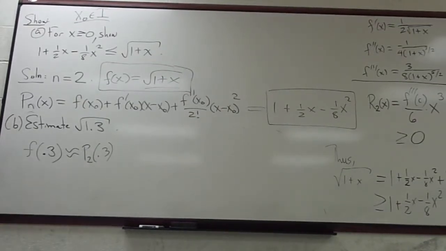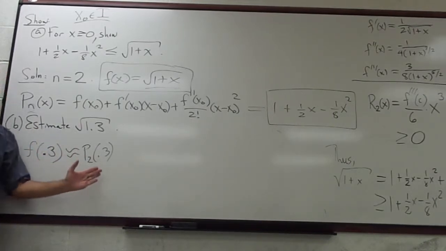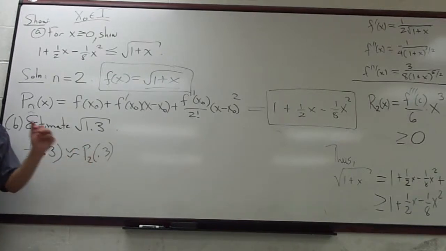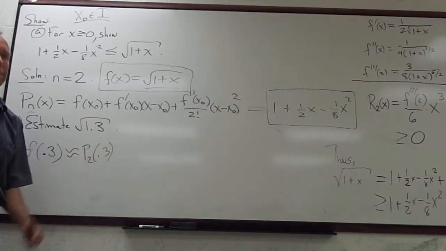Okay, so this is the point, right? Taylor's theorem, this isn't even what Taylor's theorem says. Taylor's theorem is telling you how good the approximation is. But if I just say, give me an approximation, you just take the Taylor polynomial and you've got it.